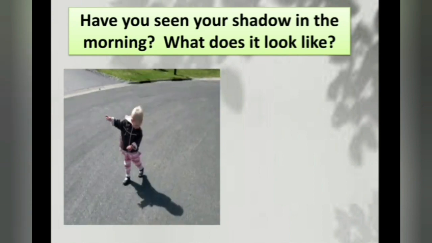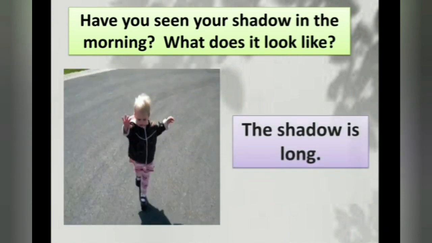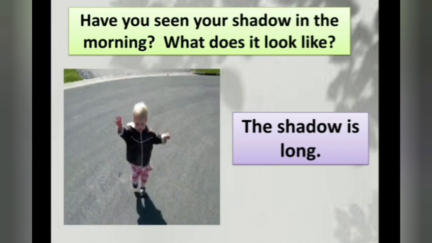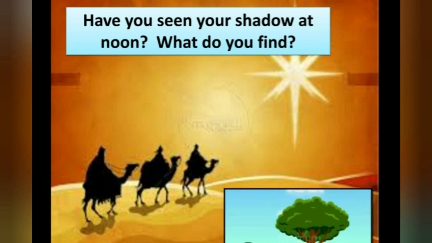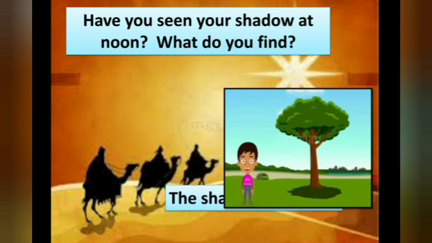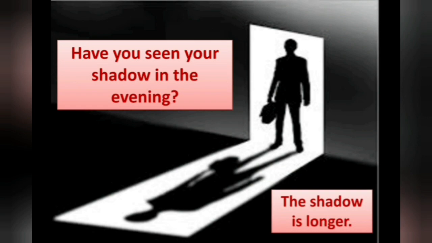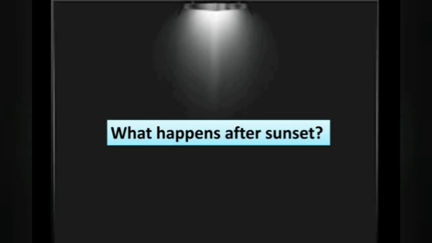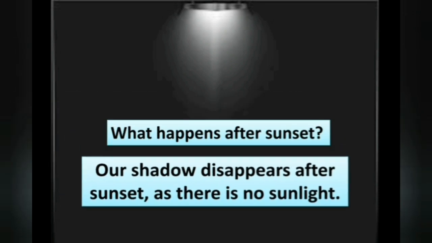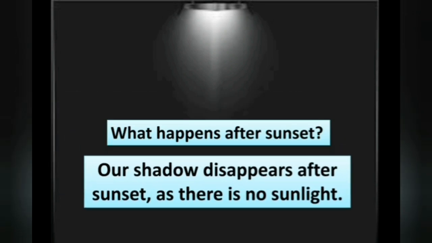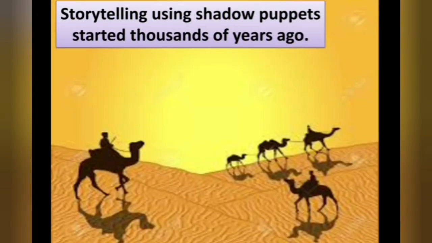Have you seen your shadow in the morning? What does it look like? The shadow is long. Have you seen your shadow at noon? What do you find? Your shadow is short. Have you seen your shadow in the evening? The shadow is longer. What happens after sunset? Our shadow disappears after sunset as there is no sunlight.